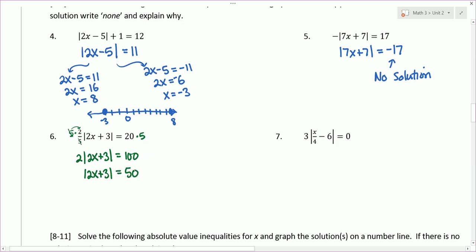So that 2x plus 3 could be positive 50, because when you take the absolute value of positive 50, you get 50. But that 2x plus 3 can also be a negative 50, because when you take the absolute value of negative 50, you also end up with positive 50 as an answer.